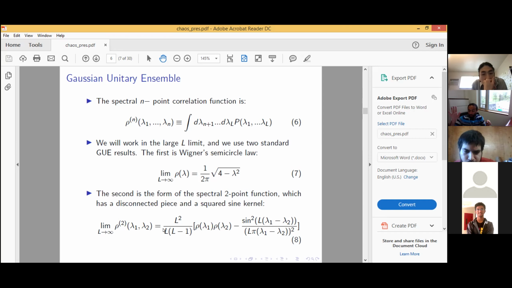But anyway, as L goes to infinity, you just bring the rho lambda 1, rho lambda 2 to the left-hand side, and you talk about the connected piece. So now let's look at the connected piece. The connected piece is sine squared of L delta lambda over L pi delta lambda squared. So when delta lambda is very, very small, this is 1. Minus 1, I guess.